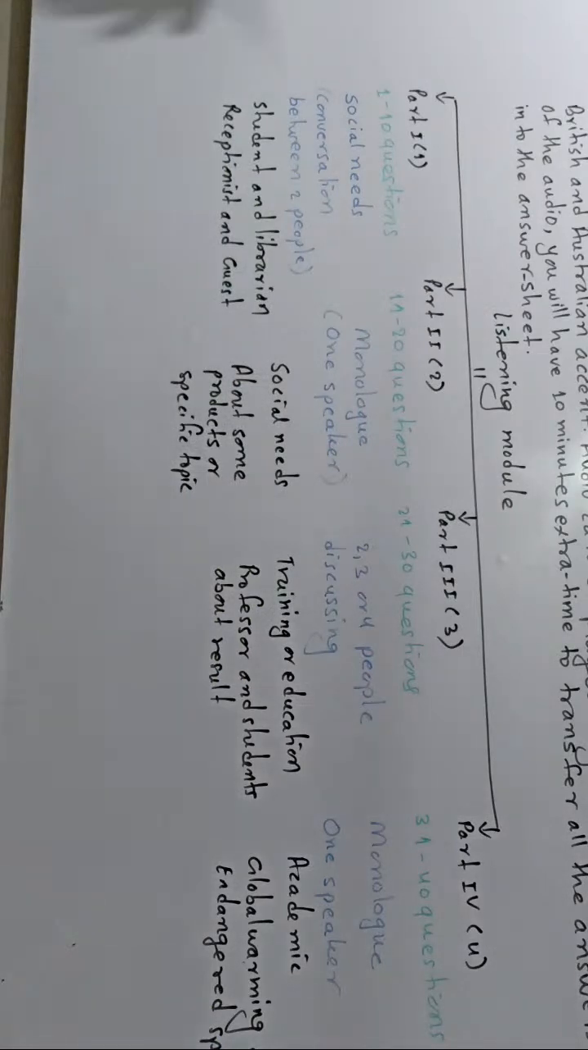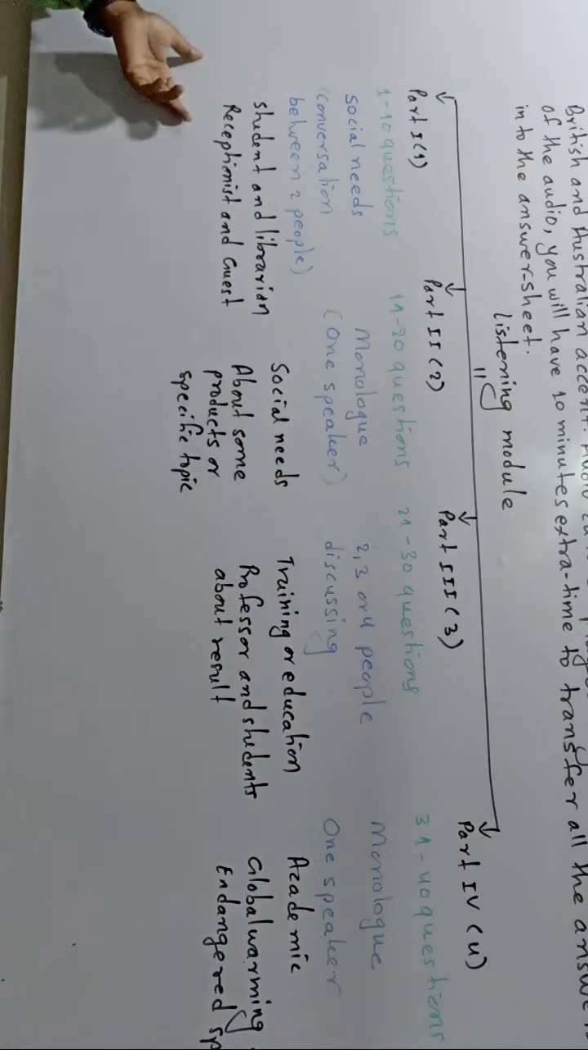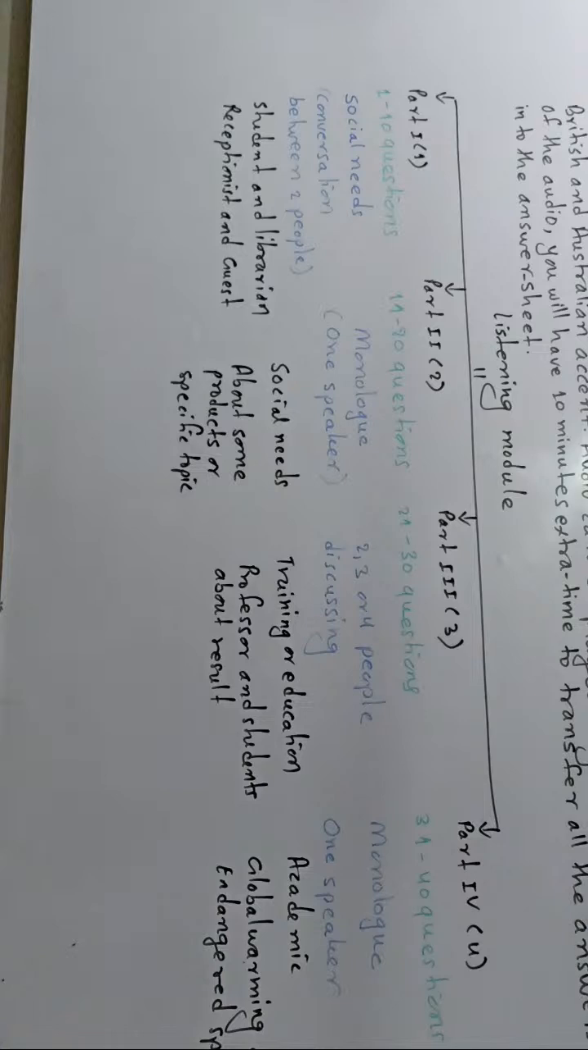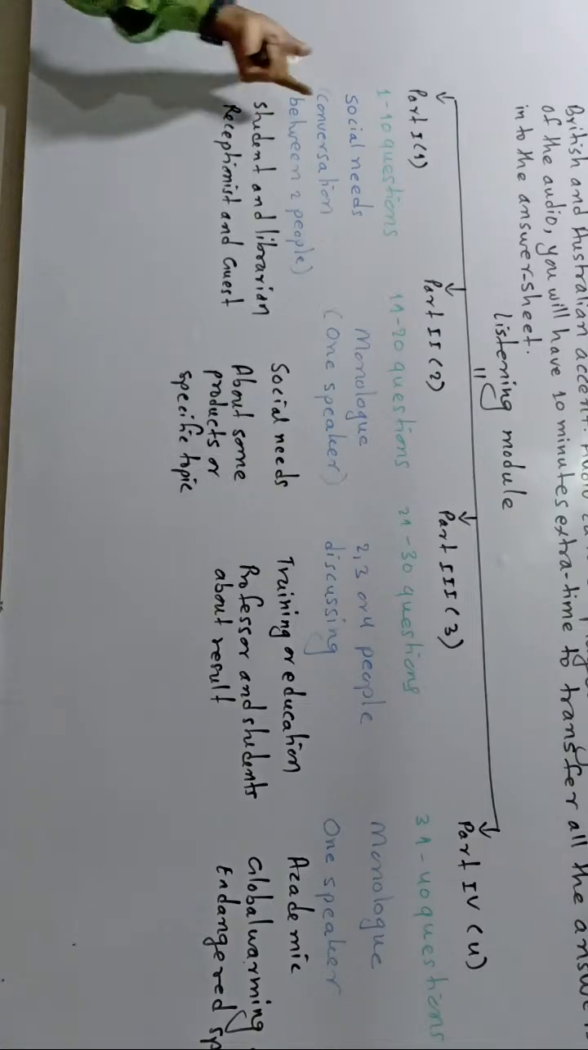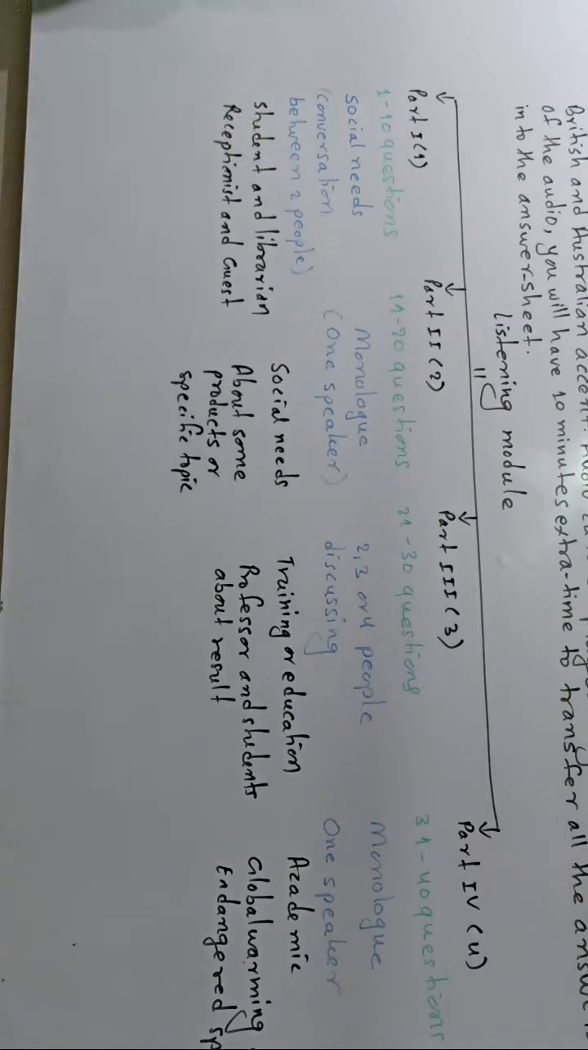Moreover, what I want to conclude here is that in part 1 you will find a conversation between two people, a librarian and students. They are talking about some everyday topics, and it is very simple because the key information is repeated there. General words are used. Sometimes the spelling can be told by the person, and you feel easy to copy the answer.